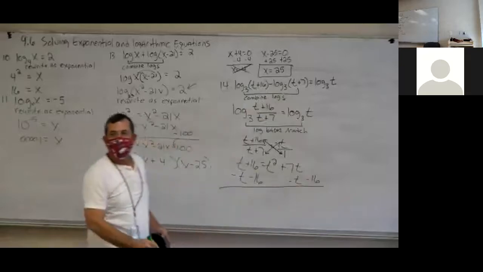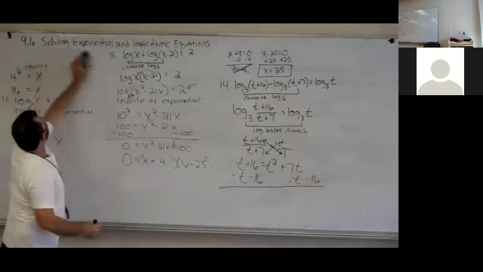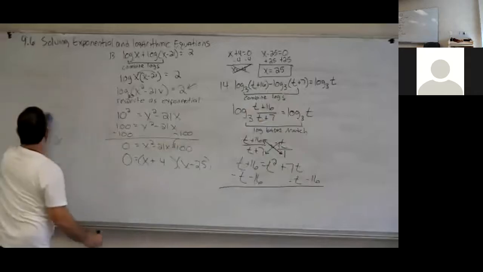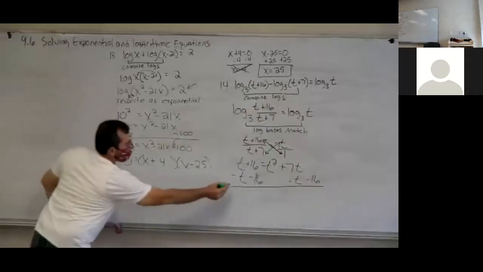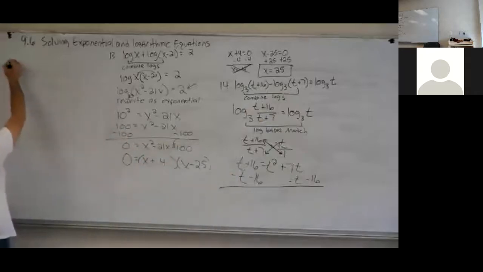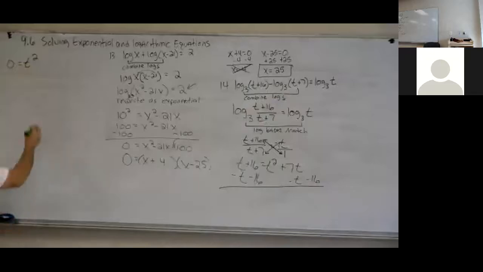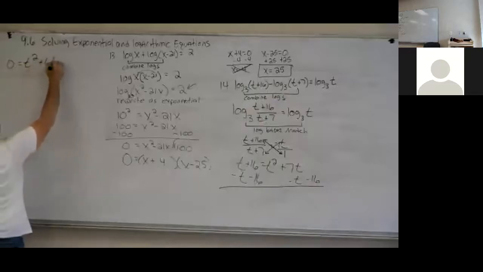Okay. So let me come back up here. So minus and gives you a 0 on one side equal to t squared. Let's see what I got. 7t minus 1 leaves me a 6t. And then at the end was my minus 16.